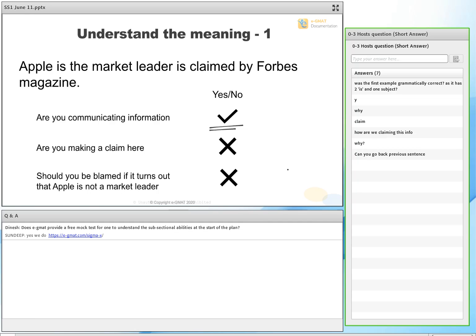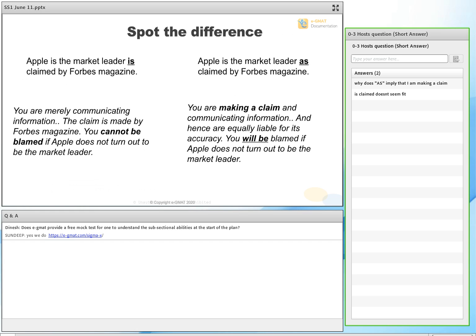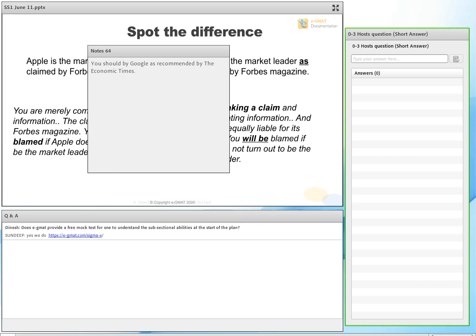Let's go to the previous option. Let me show you another very simple version with the use of as. Let's take another simple example here. And again, guys, don't go to grammar. We're talking about what meaning that sentence structure leads to. When you say you should buy Google as recommended by the Economic Times, are you not backing the recommendation made by Economic Times? Are you or are you not?